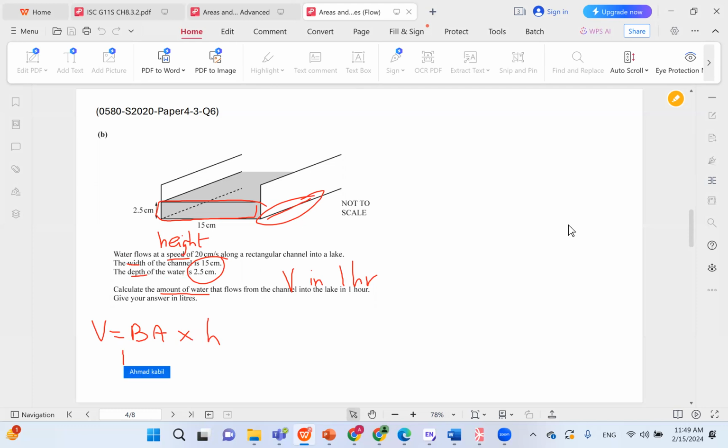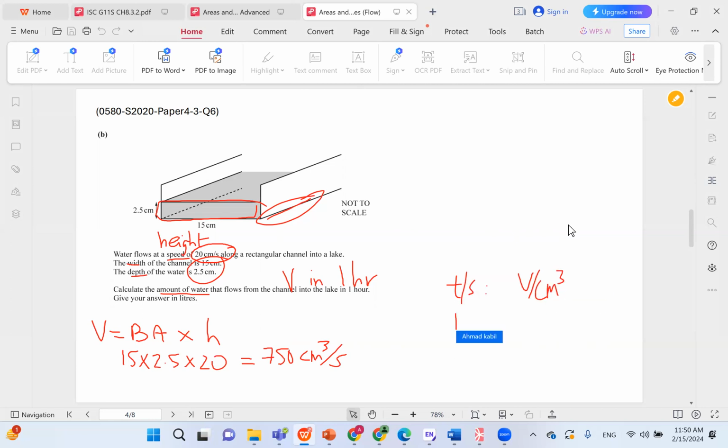The base area is going to be 15 multiplied by 2.5. And the height is actually the speed of water flow, which is 20. So we get the volume, but in terms of centimeters per second. So we get 15 times 2.5 times 20. And this gives us 750 centimeters cubed per second. So in each second, we get 750 centimeters cubed. We can do a ratio of time to volume. We can say in 1 second, time in seconds, volume in centimeters cubed.